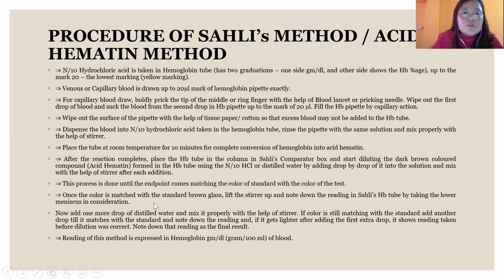Okay, so what is the process? The process is very simple. You have to take out the hemoglobin graduated tube. If you look at the graduated tube carefully, on one side there is a red lining and on the other side a yellow lining. On one side it reads grams per dL, and on the other side you see gram percentage.